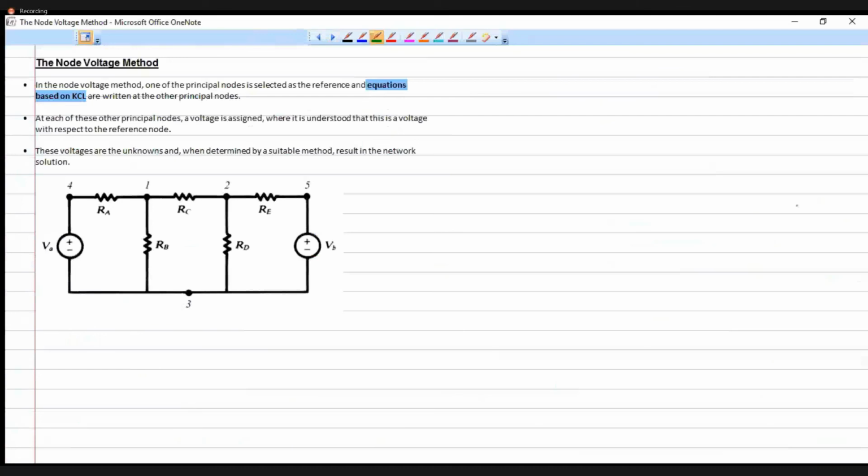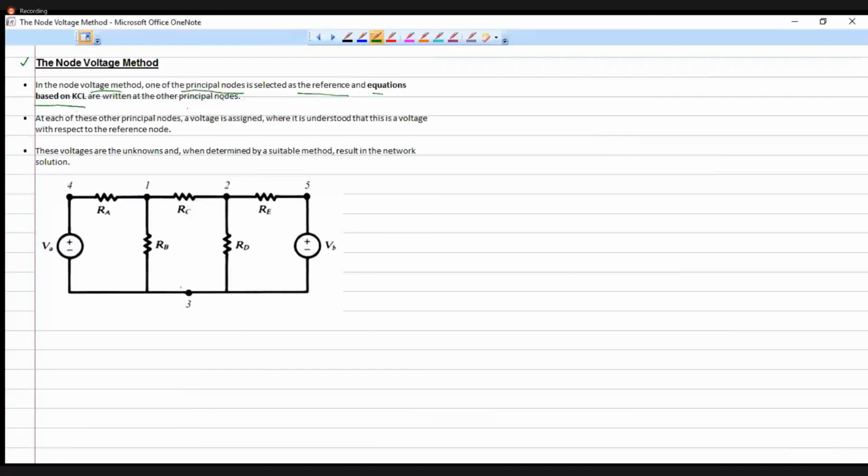Now moving on, one more topic we will cover today, that is called the node voltage method. In the node voltage method, one of the principal nodes is selected as the reference node. Then equations based on Kirchhoff's current law are written at the principal nodes.